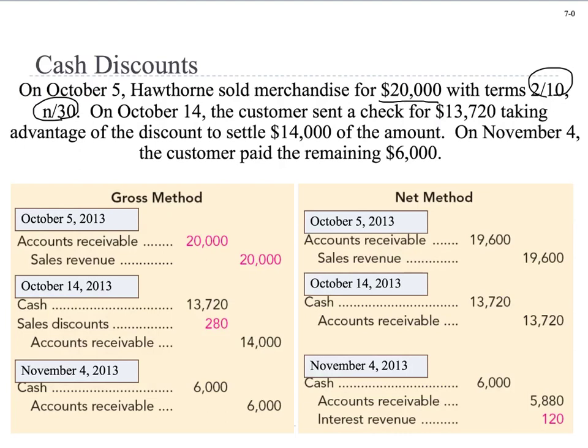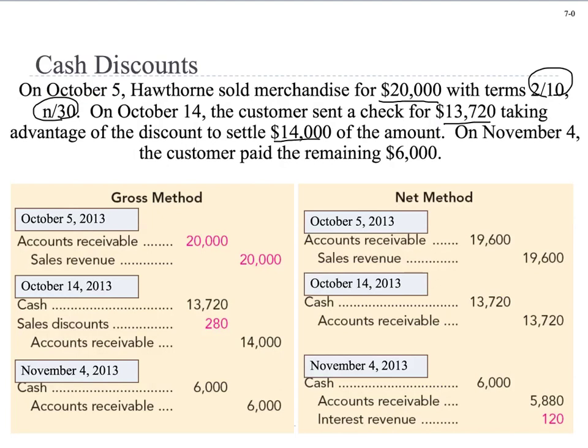So I would suggest, if you're working for a private company and they have accounts payable, figure out your vendors who have discounts so that you can make sure to utilize these discounts. And again, if you're the company offering the discounts, you must be familiar with those, because of these accounting implications. So on October 14th, the customer sent a check for $13,720, taking advantage of the discount to settle $14,000. So $14,000 is what they had originally owed.